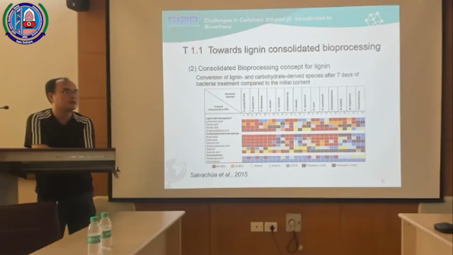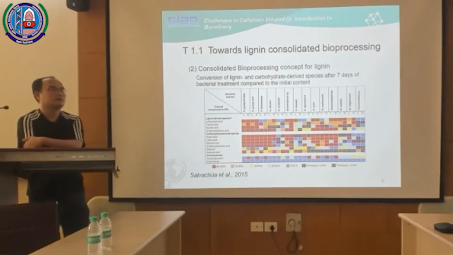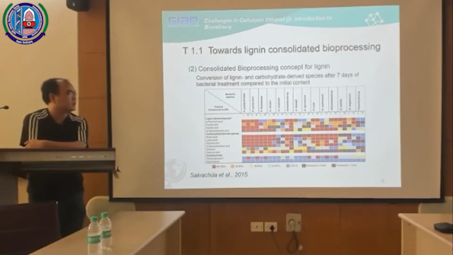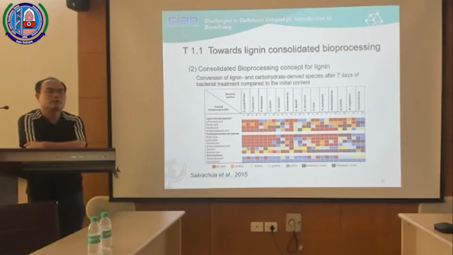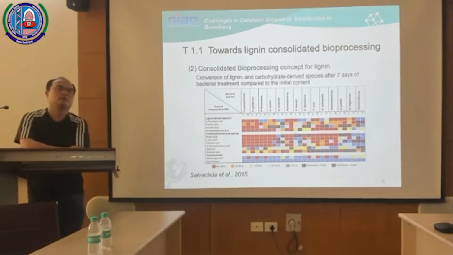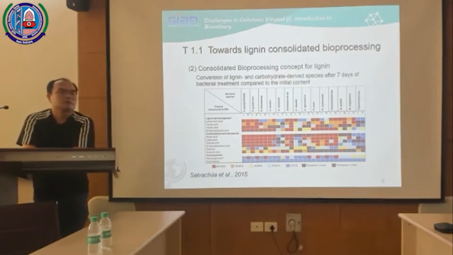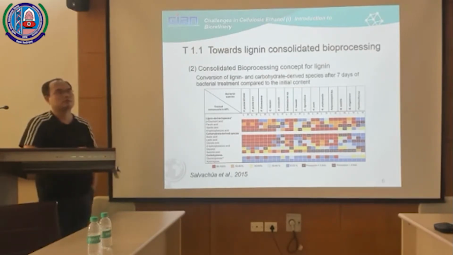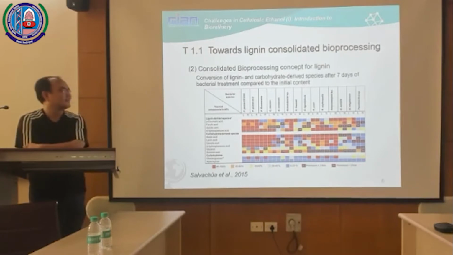Because most of the enzymes are intracellular. They are not extracellular enzymes. They are not situated outside the cell. In case of bacteria, most of these enzymes, like lignin enzymes, have to be taken up. So how can we do it naturally? Natural way of doing it.